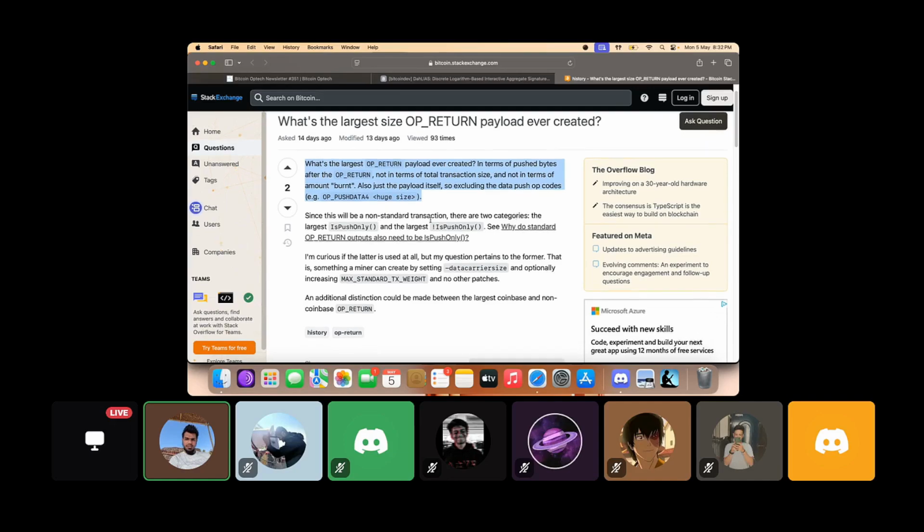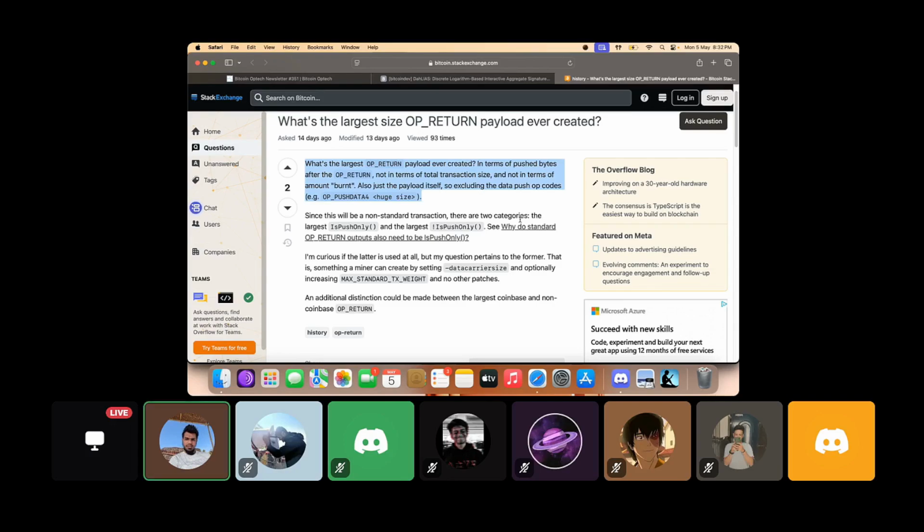Since this will be a non-standard transaction, there are two categories, right? If it's above 83 bytes, meaning the payload is above 80 bytes, and you're running Bitcoin Core, then it's a non-standard transaction. Depending on the client that you're using, some clients will consider more than 40 to be non-standard by default configuration. Some clients will consider more than 80 to be non-standard by default. But obviously, since we're talking about the largest size ever, it has to be a non-standard transaction. So the largest is push only and the largest not is push only.